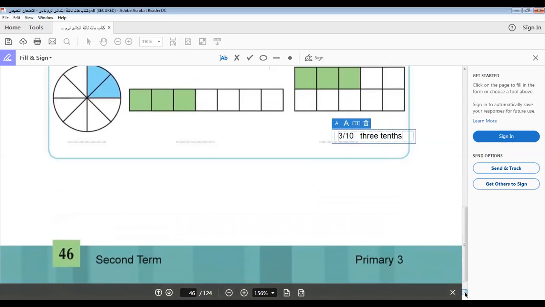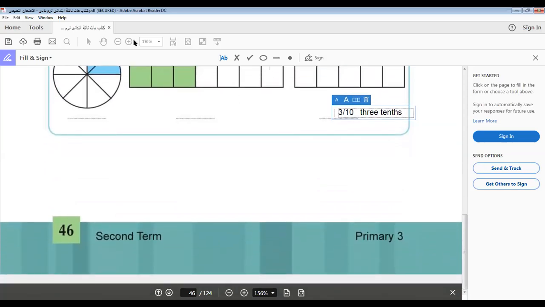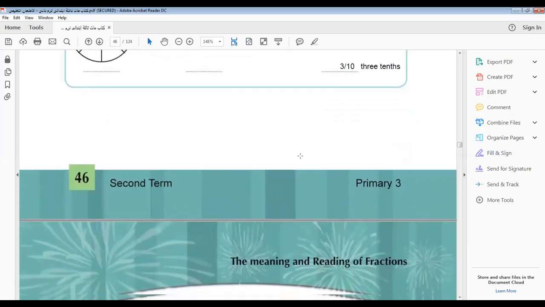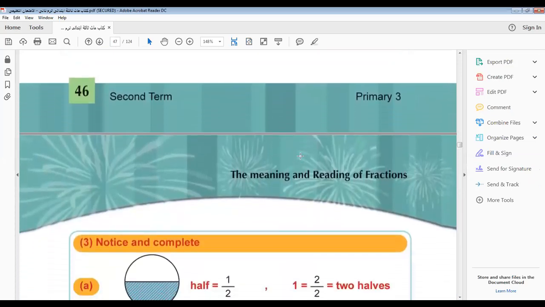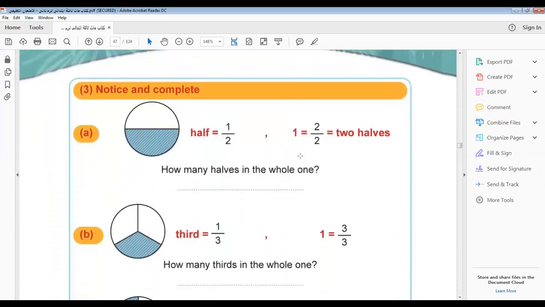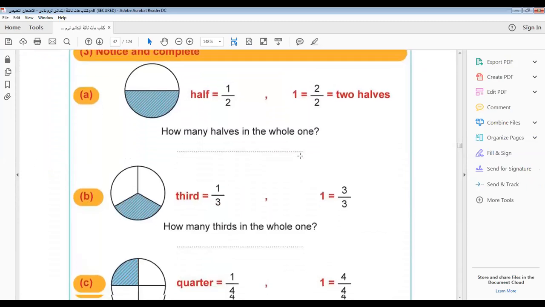Question number 3 on page 47. Notes and complete. Okay. The first one is half. It's too easy, but he wrote beside it 1 equals 2/2. Okay.